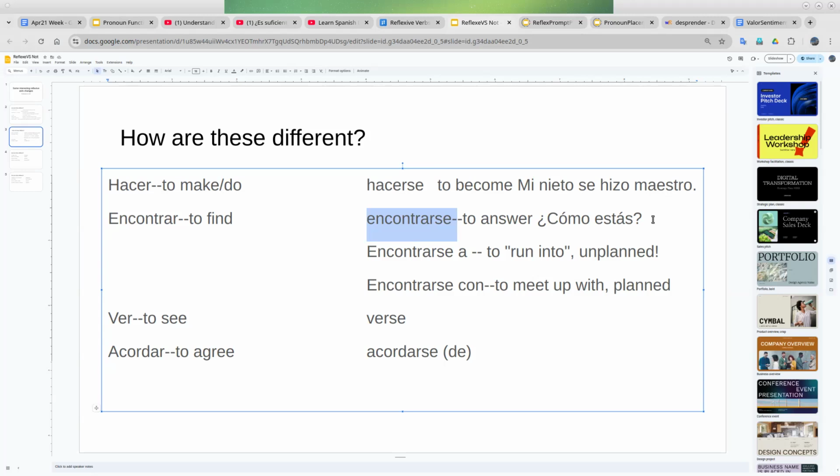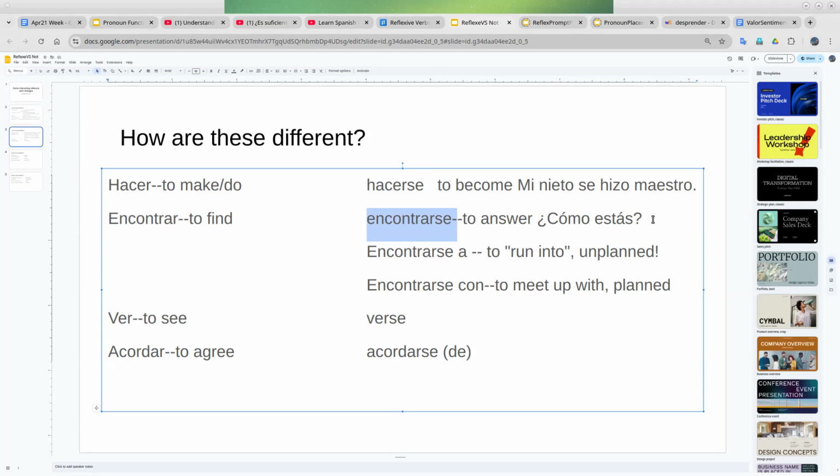Literally, I find myself well. Oh, all right. Which maybe in old 1800s kind of literature in English you might hear, I find myself well, thank you very much. But we don't speak that way anymore.